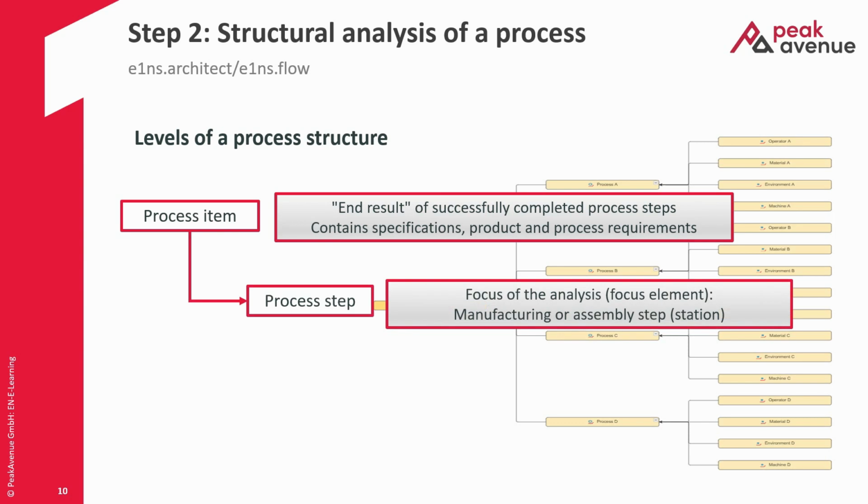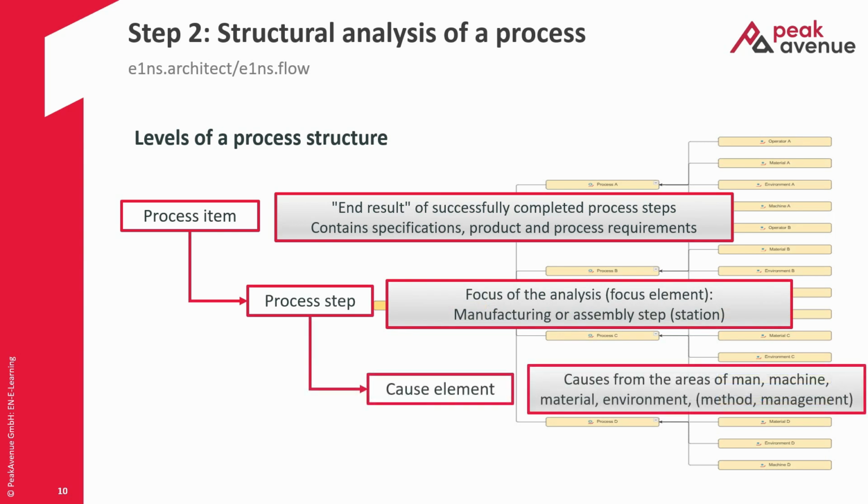The lowest level of a process FMEA are always the cause or M elements. These are elements such as man, machine, used materials, environment, method, management, and so on. Normally this level is limited to 4 types of cause elements. Therefore it is often called the 4M level. That is, all elements that can have an impact on the process, and thus provide causes for failure modes in the process steps.